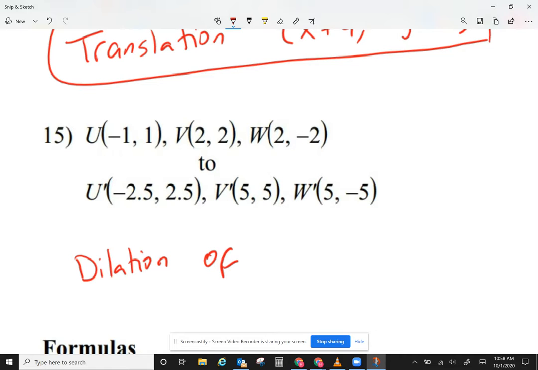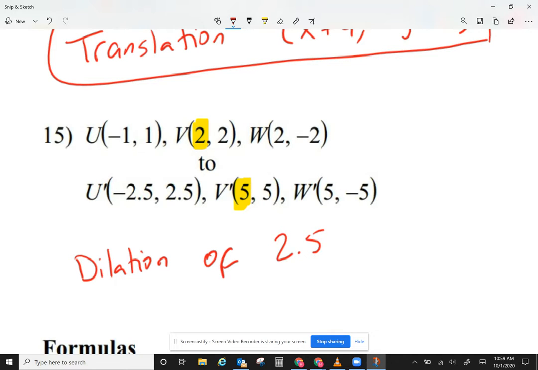Now I must find my scale factor. It doesn't matter which point I use and which value, whether x or y value. So in this case, let me use my point v, and I'm going to use the x value. And I'm going to divide my numbers, starting with the number from the prime. So here I'm looking at 5 divided by 2. Starting from the number from the prime, 5 divided by 2. It is 2.5.